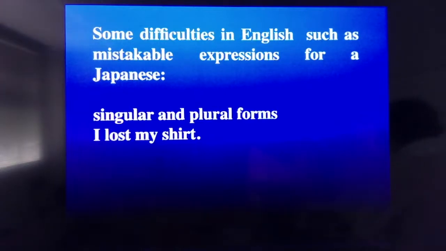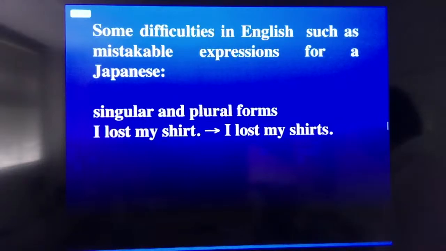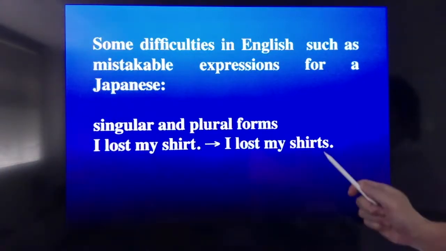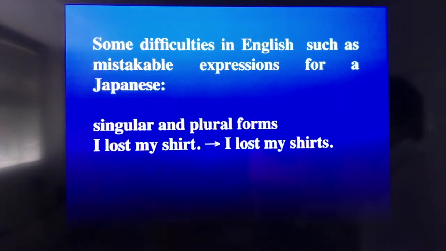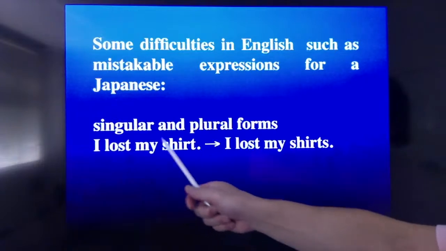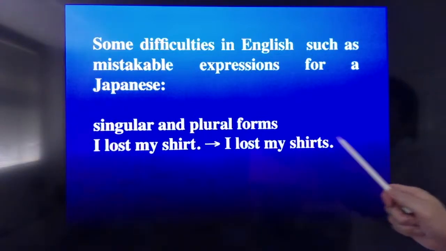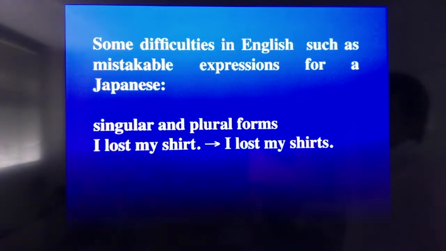I lost my shirt. And I lost my shirts. This is completely different. You might think this is just you lost one shirt versus many shirts, but for English, "lose my shirts" means you have no money, something like that. So "I lost my shirts" has the same meaning as I became broke. "I lost my shirt" means maybe I lost my ticket or my wallet or something. "I lost my shirt" is in fact you lost your shirt.